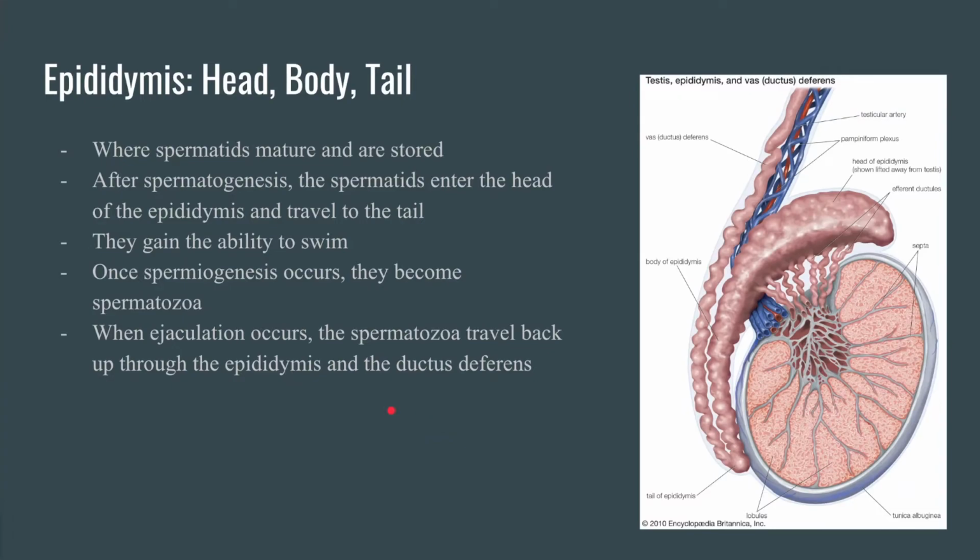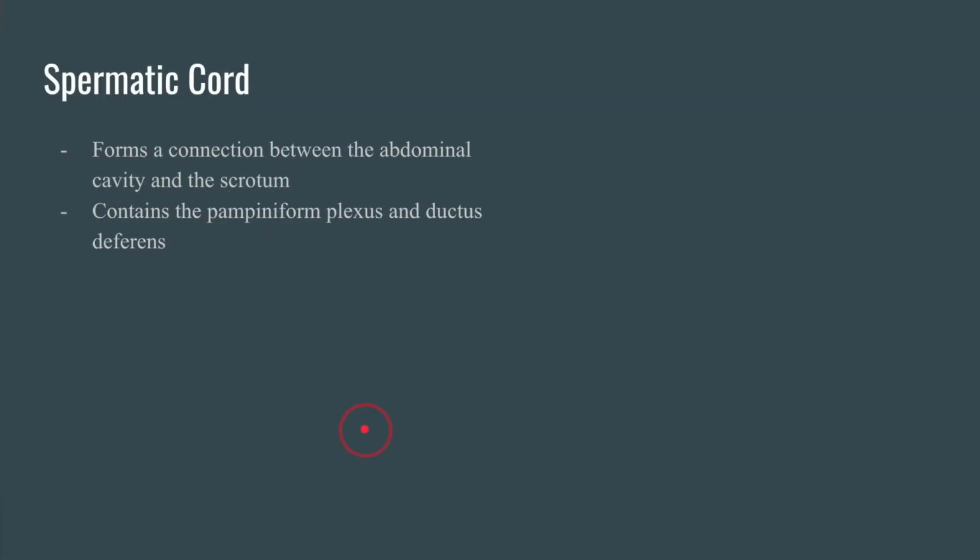The epididymis is where spermatids are matured and are stored. After spermatogenesis, the spermatids enter the head of the epididymis and travel to the tail. They gain the ability to swim, and once spermiogenesis occurs, they become spermatozoa. When ejaculation occurs, the spermatozoa travel back up through the epididymis and into the ductus deferens.